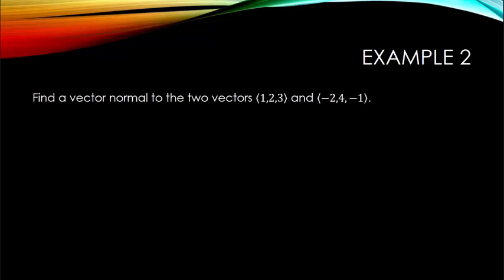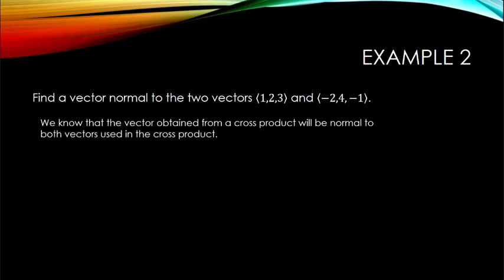Let's work another example. I want to find a vector normal to the two vectors given in component form by 1, 2, 3 and negative 2, 4, negative 1. We know that the vector obtained from a cross product will be normal to both vectors used in the cross product. So all I have to do is compute this cross product. In other words, I need to take the vector 1, 2, 3 and cross it with the vector negative 2, 4, negative 1. I'm going to set up the determinant of my matrix populated with i hat, j hat, k hat, 1, 2, 3, negative 2, 4, negative 1.